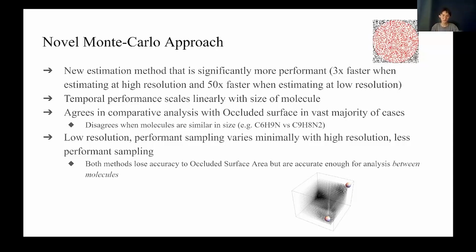We also found that it agreed when comparing 2 molecules on which had more internal surface area. It agreed with occluded surface in the vast majority of cases, and really only disagreed in those cases where the values were similar, and so the accuracy of our estimations fell apart a little bit. We also found, most importantly and most significantly, in my opinion, that low-resolution sampling was fairly on par with high-resolution sampling. We got a little bit more accuracy with high-resolution sampling, but the performant low-resolution sampling kept up pretty well. And so really the performance gains here are closer to the 50 times than they were to the 3 times.